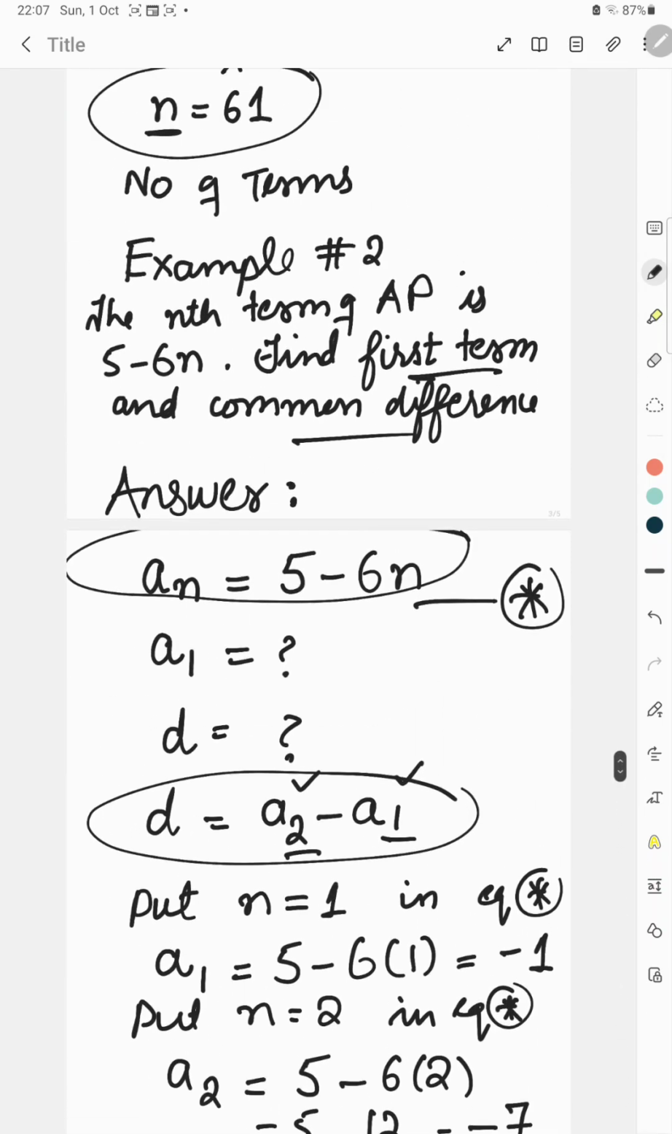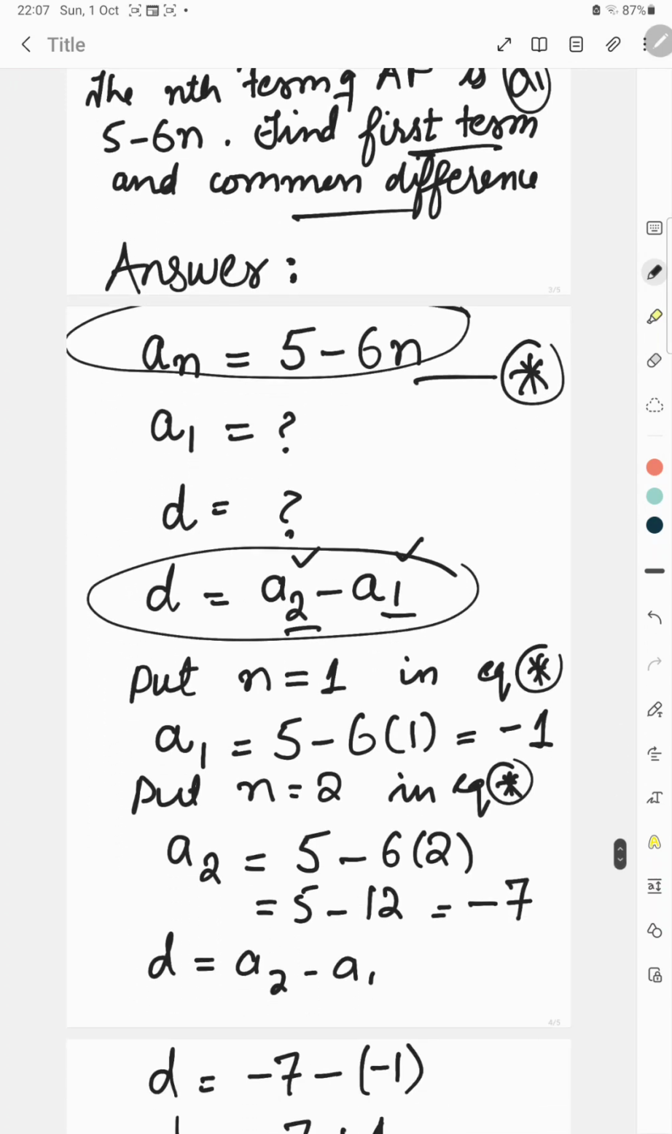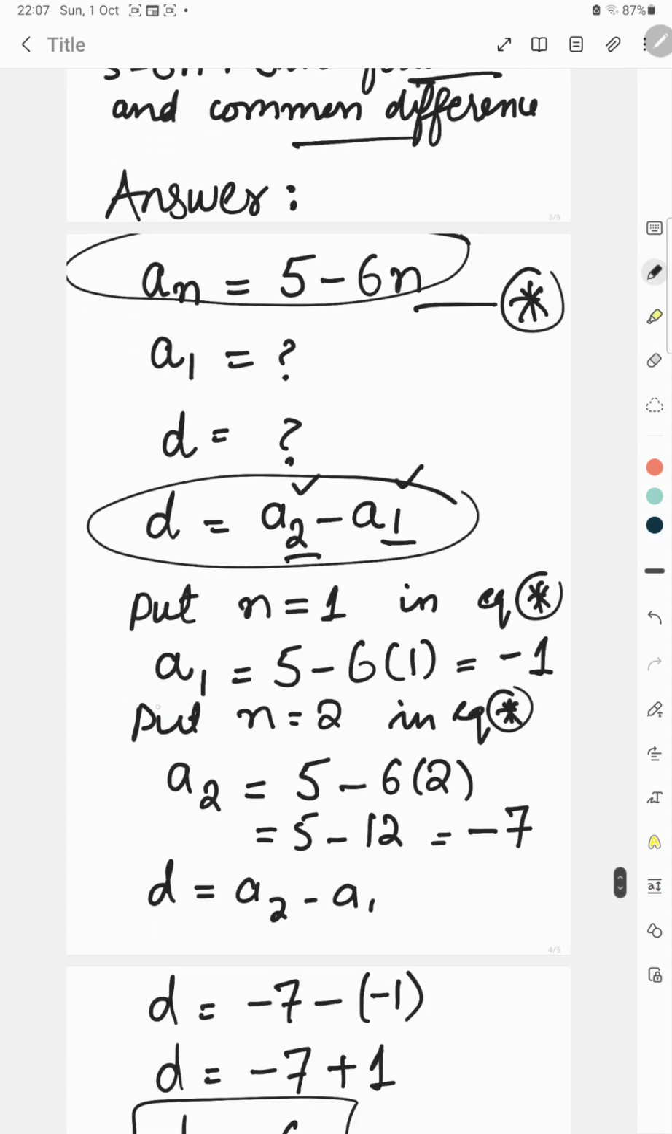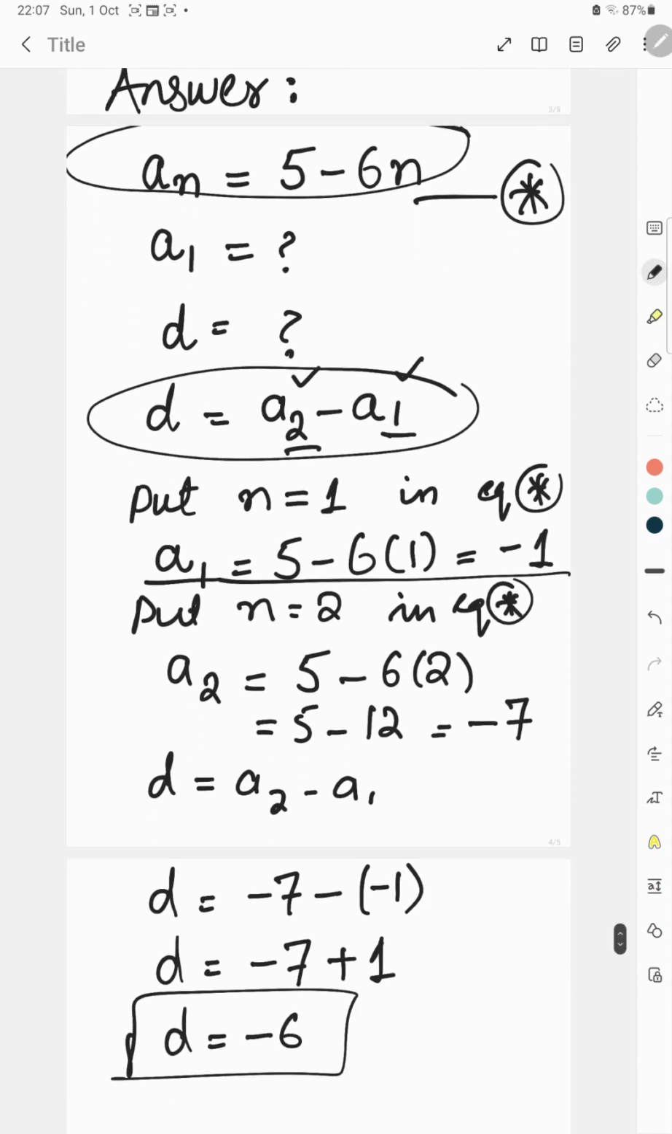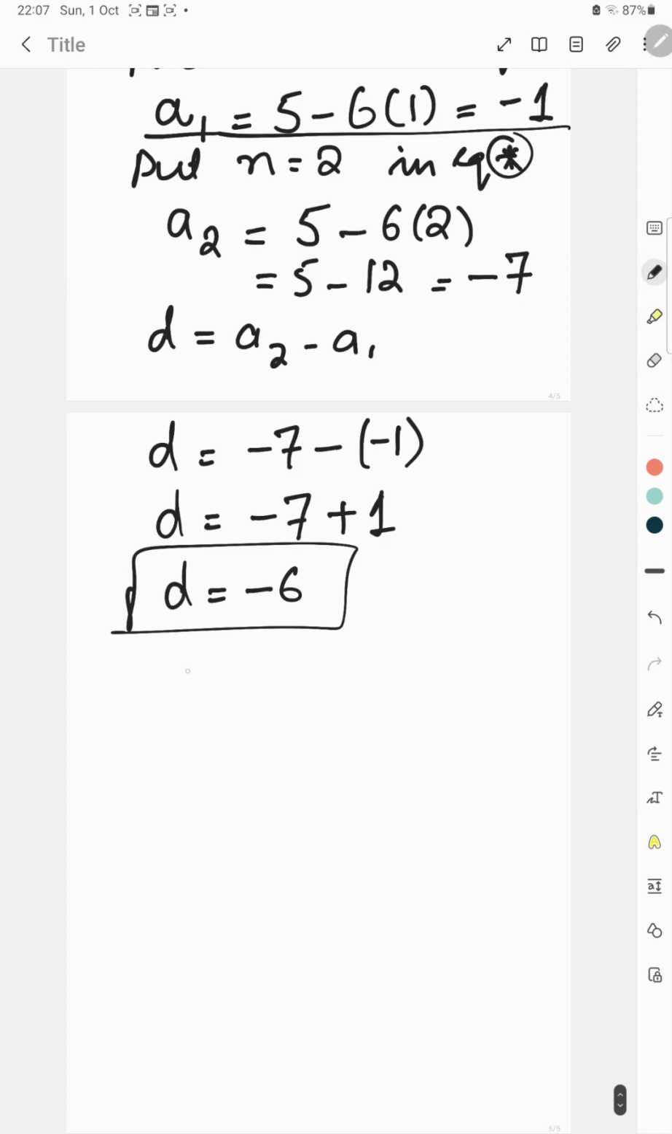But one more thing we have to find, and that was the first term, a1, which we automatically found in this chart. That was a1 is equal to minus 1. So we just write the value here: a1 is equal to minus 1. So both the things which the question asks are complete here.